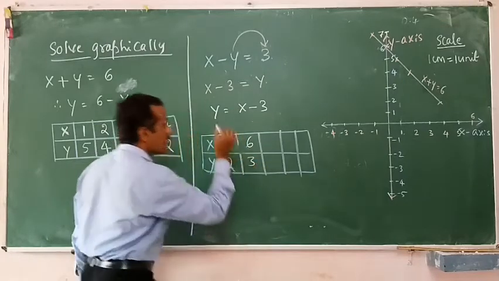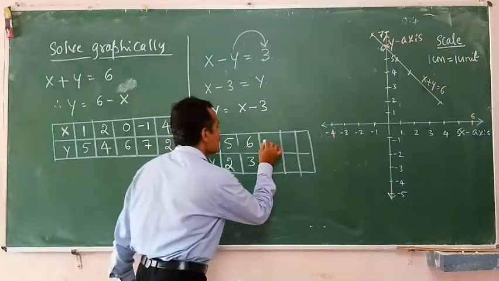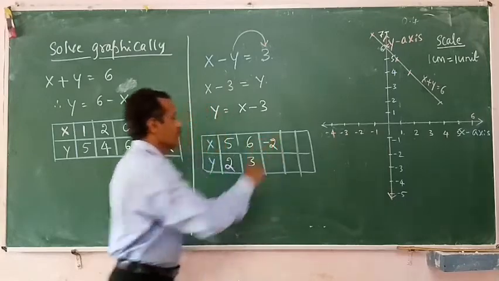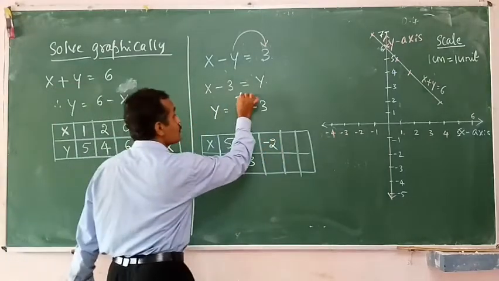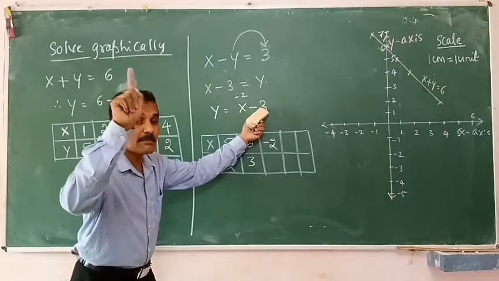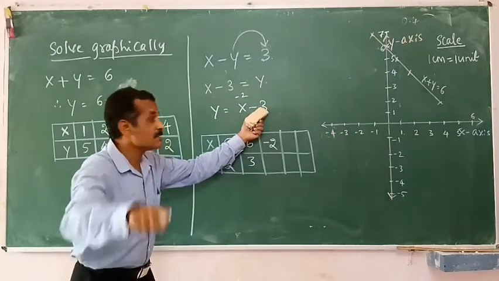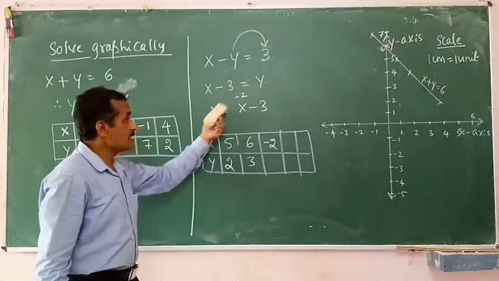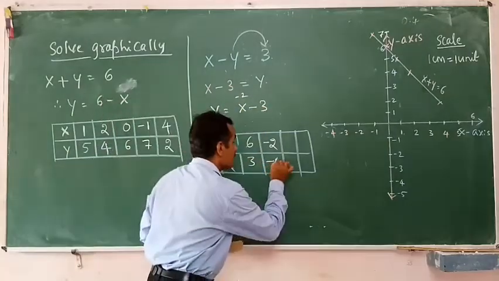Y is equal to 3. I can take x is equal to say minus 2. Take this, minus 2 minus 3. When both are minus, keep the minus as it is and add the numbers. It is minus 5. Y is equal to minus 5.